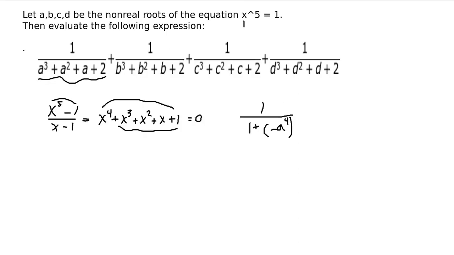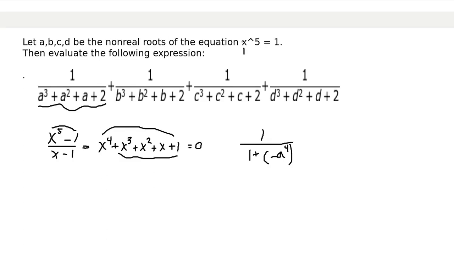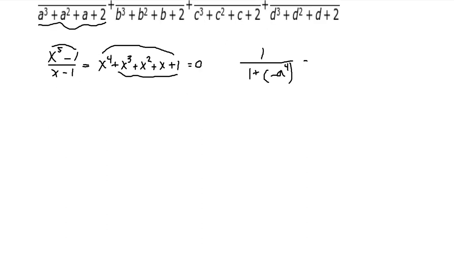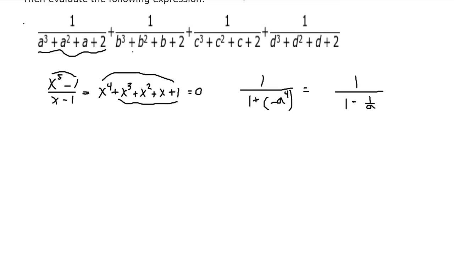But what's nice about a to the fourth? Well, since a to the fifth is 1, we know that a to the fourth is 1 over a. So in fact, this fraction is just 1 over 1 minus 1 over a. And that's a huge simplification, right? So now we're just adding up fractions of this form for a, b, c, and d.